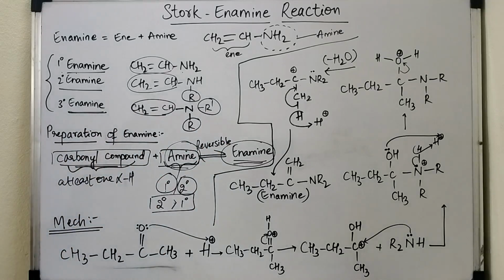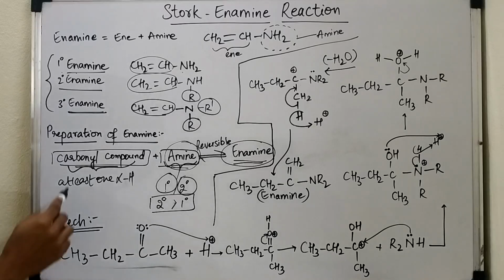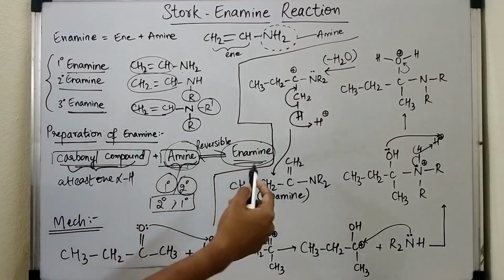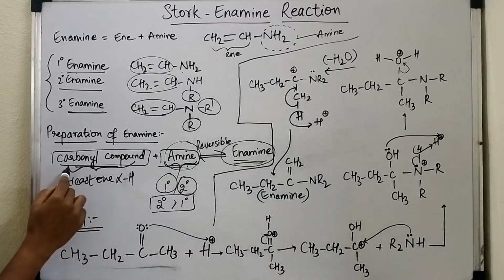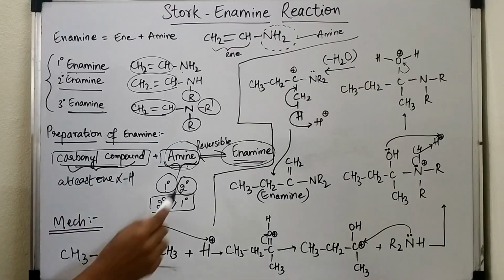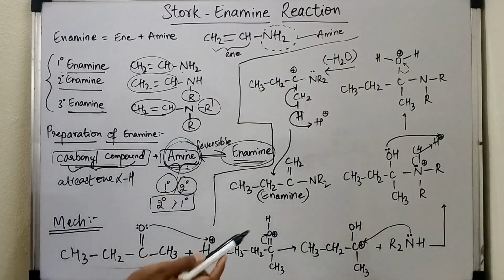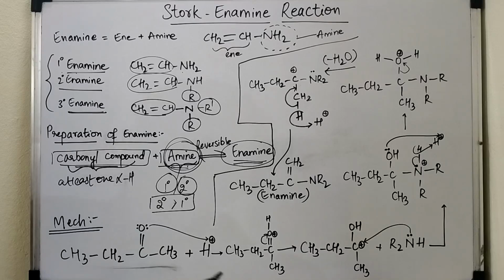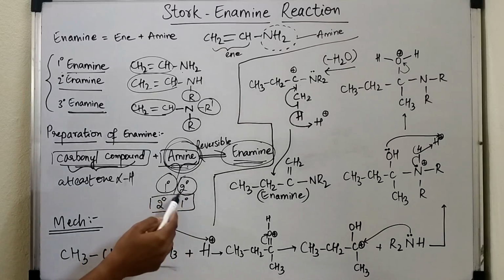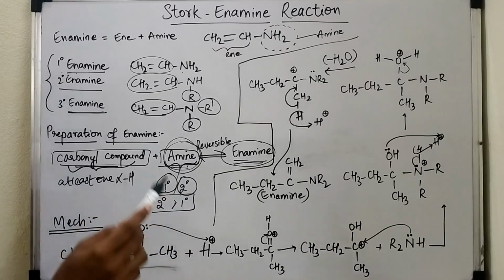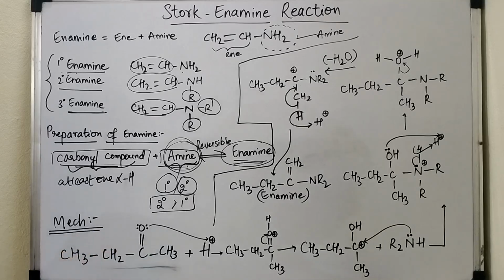Now we will see the preparation as well as mechanism of enamine. In preparation, we will be taking carbonyl compound reacting with amine, which gives us enamine. This carbonyl compound should contain at least one alpha hydrogen. This amine which we take here can be primary amine as well as secondary amine. But secondary amine will give us more stable products when compared to the primary amine. Hence we will be taking secondary amine in our mechanism.